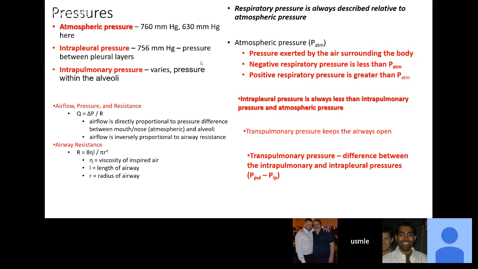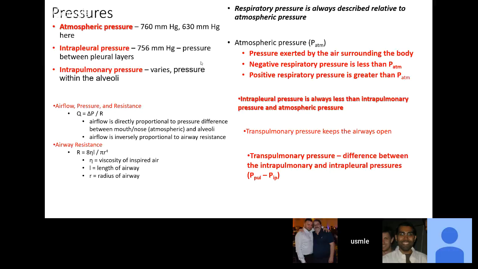So what do you need transpulmonary pressure for? It is to keep the airways open. This is why when you go to space, the lung will completely collapse. So this is what you need on Earth: you need to have the transpulmonary pressure that keeps it open.